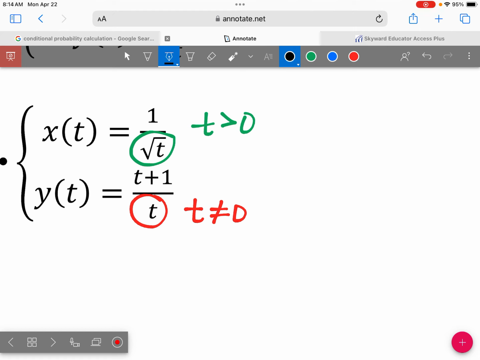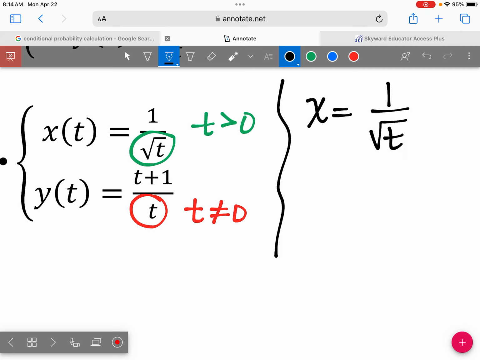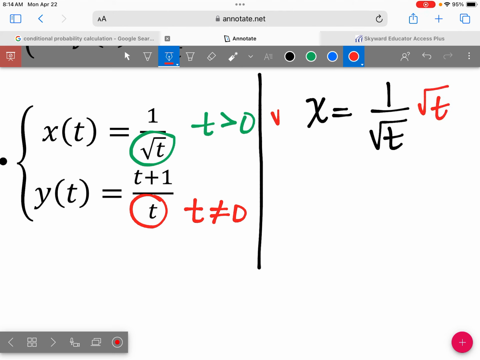So the first thing we're going to do, take our x, solve it for t. I think the easiest way to go about doing that is to multiply both sides by the square root of t, because that's going to cancel out the t, the square root of t. And that's going to leave you with x times the square root of t equals 1.